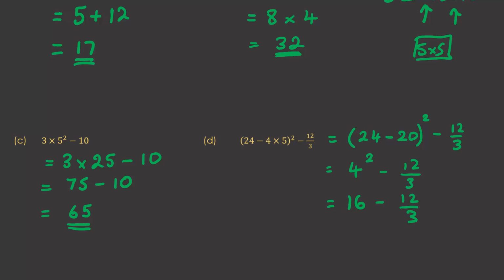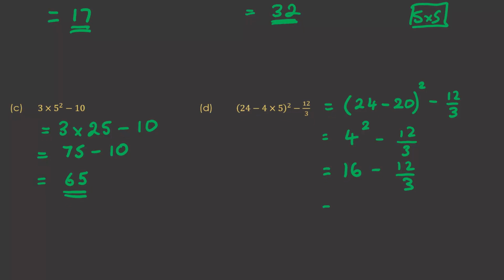So I've now dealt with the indices. Next comes the division. 12 divided by 3 is 4. And finally, we do the subtraction.